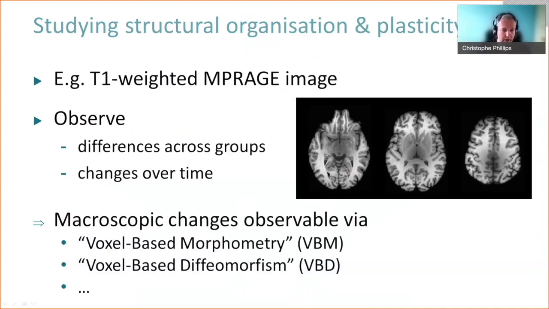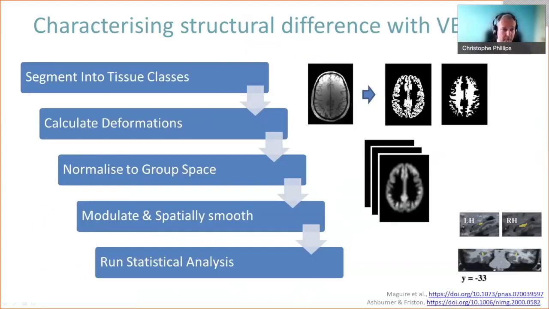Those methods rely on several processing steps, going from segmentation of the brain image into its tissue classes of interest, the deformation of these images into some common space, probably some modulation and spatial smoothing, and then finally some statistical analysis, which, for example, here are highlighted by results by Maguire et al., where they showed an increased hippocampal volume with spatial navigation skills.